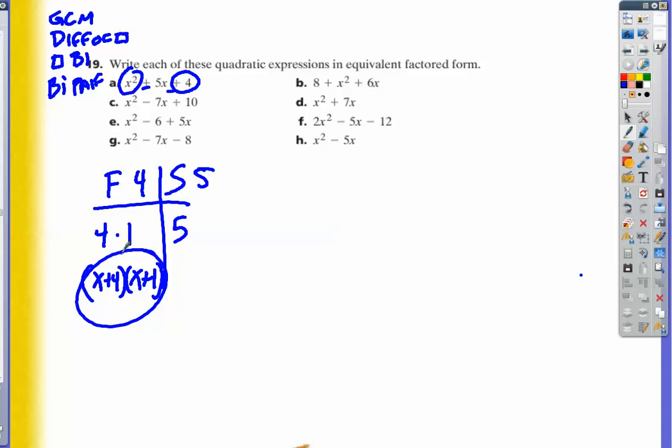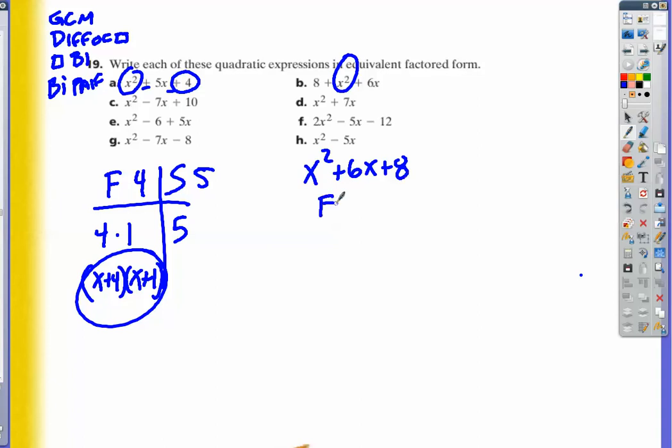For problem B, we have a really misordered problem. So we know that the squared term really should be written first. So I'm going to rewrite this as x squared plus 6x plus 8. Is there a greatest common monomial? No. Is this a difference of squares? No. Not a perfect square. It's not a square binomial, so again, a pair of factors.